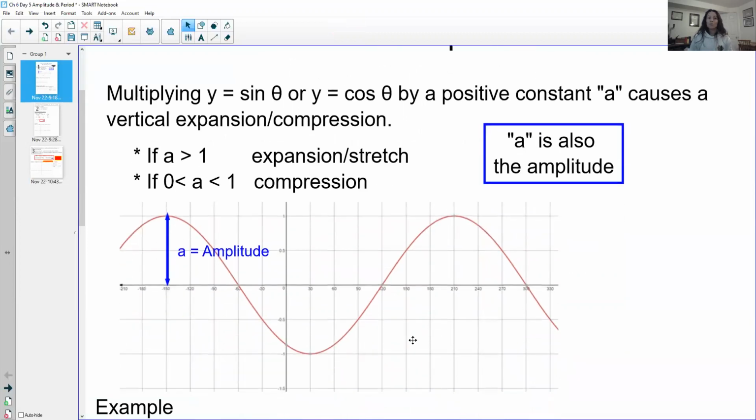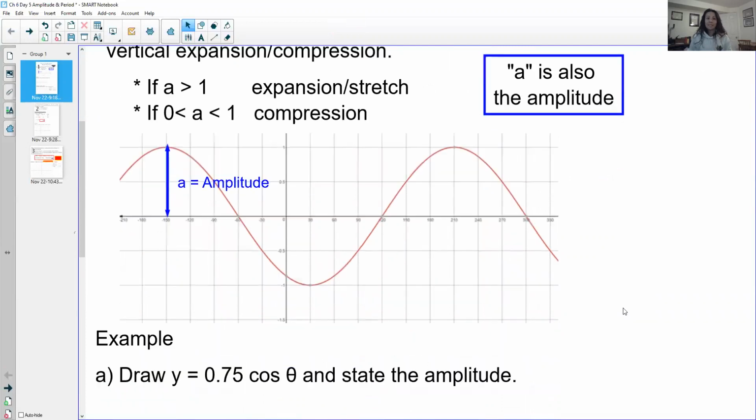You should also realize, and you'll figure it out as you do more questions, that the a value in front ends up actually being equal to the amplitude of your sine or cosine functions.